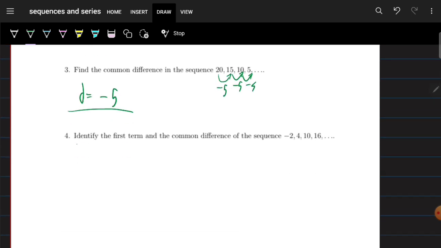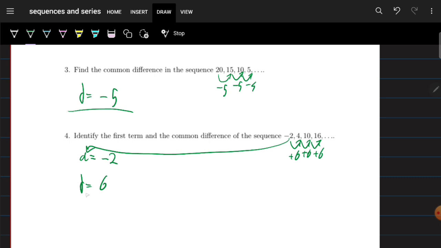Next problem, identify the first term and the common difference in this sequence. So the first term, or a1, is of course negative 2. And what's the common difference? Well, from negative 2 to 4, we have to add 6. From 4 to 10, we have to add 6. From 10 to 16, again, we have to add 6. So our common difference here is 6.